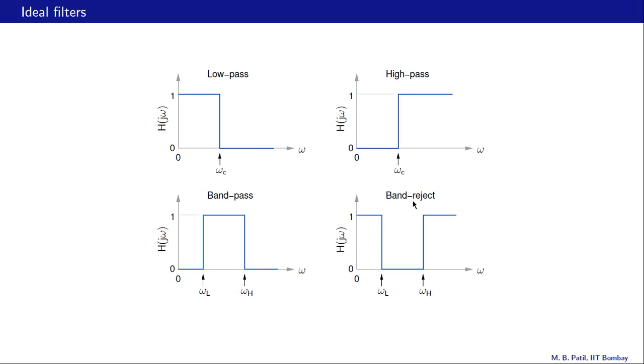Here is a band reject filter. In other words, it rejects all frequencies which are in a specific band given by omega L and omega H. So its transfer function is 0 in this band and it is 1 otherwise. Note that all of these are ideal filters. In real life, we would not be able to implement filters with exactly these transfer functions. So we can approximate these transfer functions with certain mathematical expressions and then realize those with circuits.